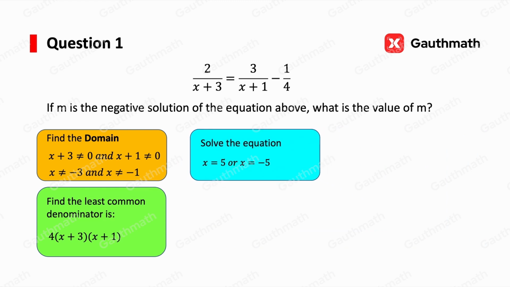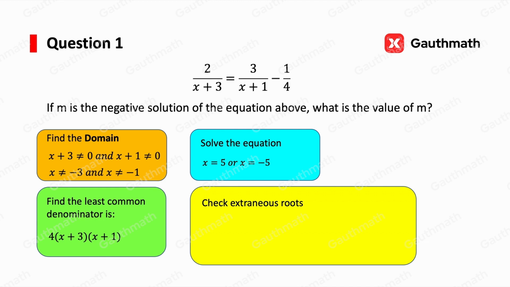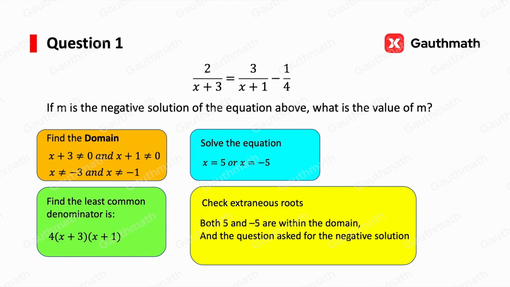After we find the solutions, we may check whether the two solutions are within the domain. So we can see that both 5 and negative 5 are within the domain. So 5 and negative 5 are both our solutions. And as the question asked for the negative solution, m equals negative 5.